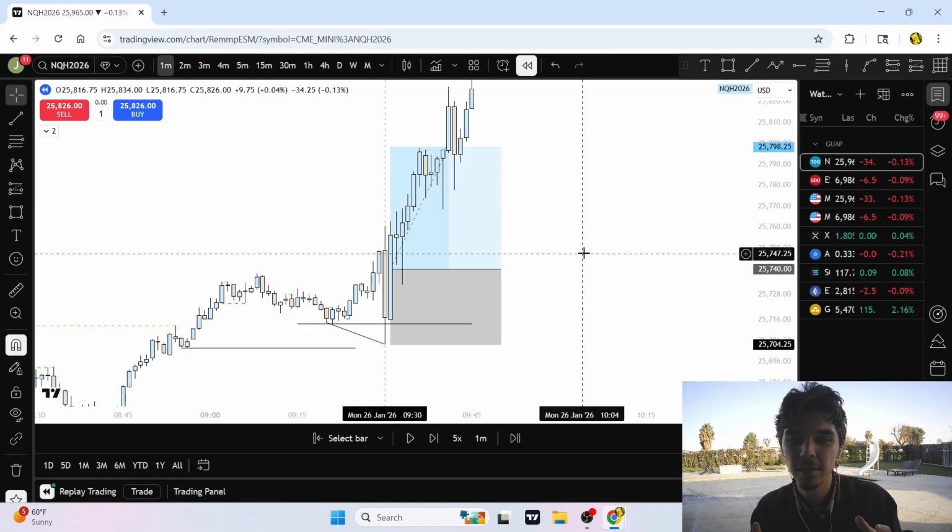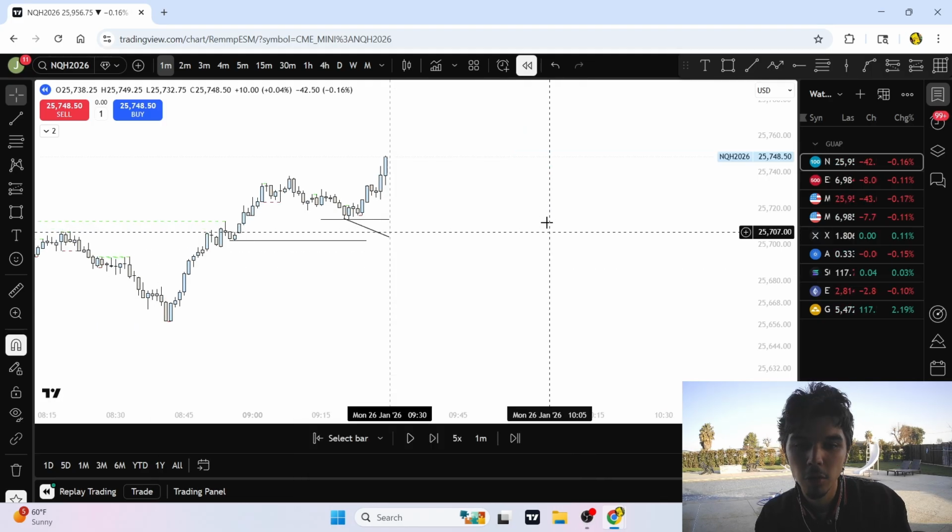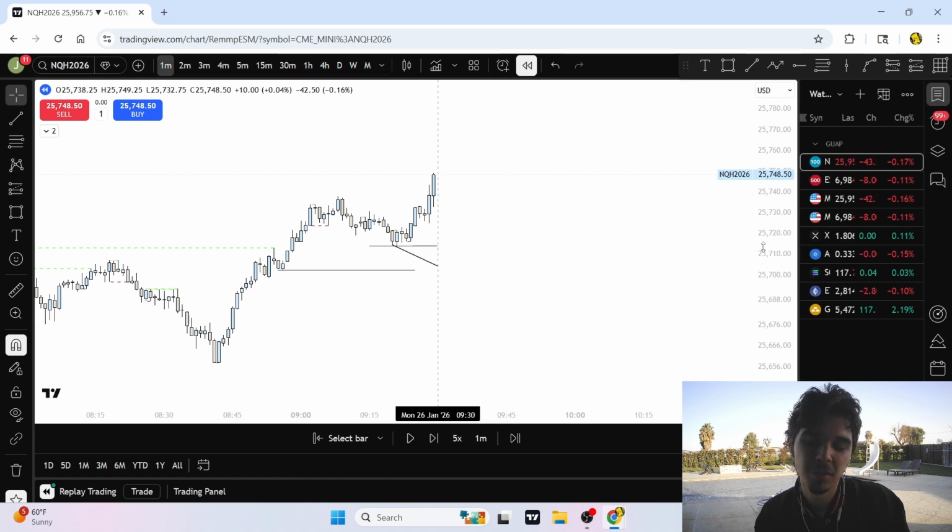You can use this at any time. I like to use this more prominently at the 9:30 candle and the 10 a.m. candle. However, you can use it whenever you like to trade as well, right? If you trade in the middle of the night, cool, it's probably less probable, but you can use it to your advantage as well.